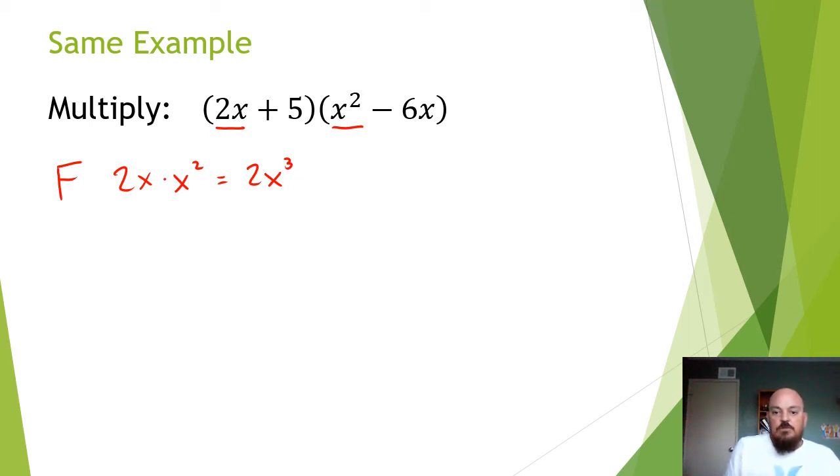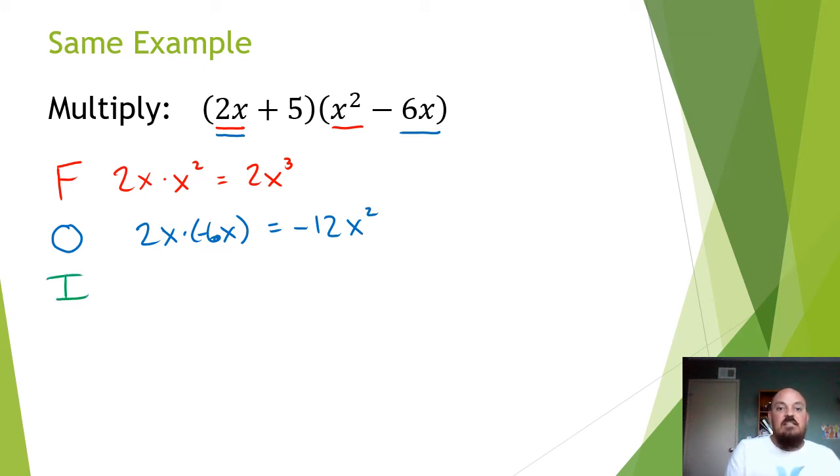Then, and I'll switch colors for each one to really make it stand out, the O means the outside terms. That means the first term and the last term. That would be 2x times negative 6x. And that would give you negative 12x squared. Okay, then the I stands for the inside terms, the middle ones. That's the 5 and the x squared. So I would do 5 times x squared, which is just 5x squared.